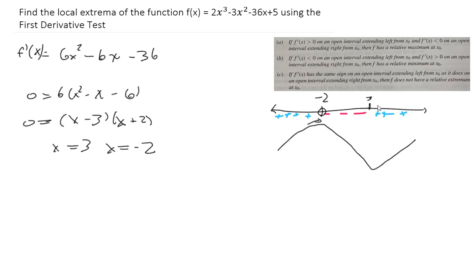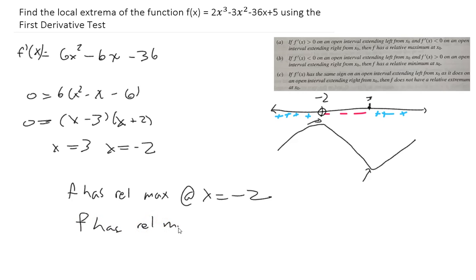And then if you look at x equals 3, well, if it's negative on the left and positive on the right, then you have a relative minimum. And yep, this is the lowest point on our little graph, so it makes sense. So f has a relative maximum at x equals -2. f has a relative minimum at x equals 3. Okay.